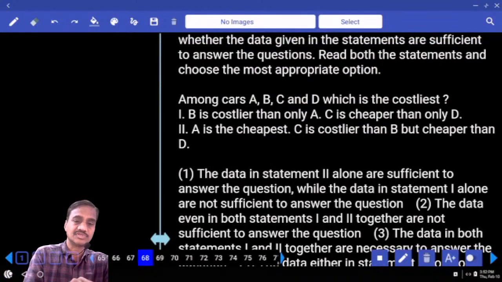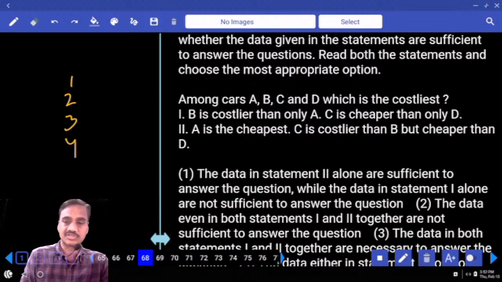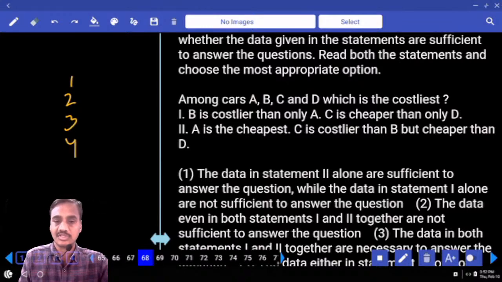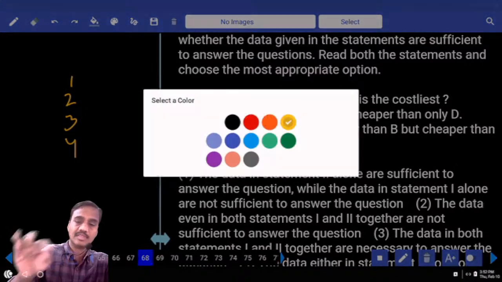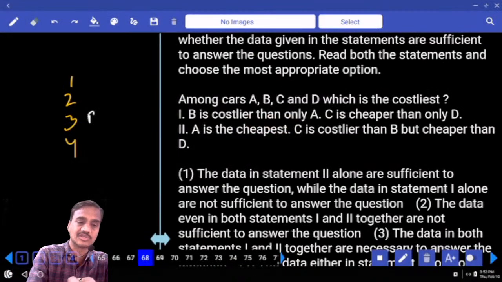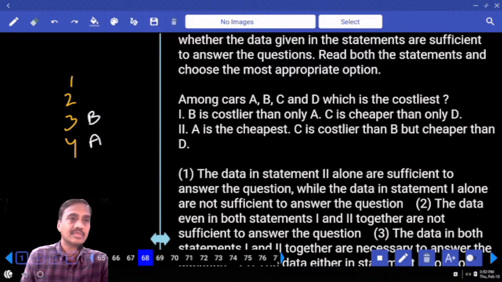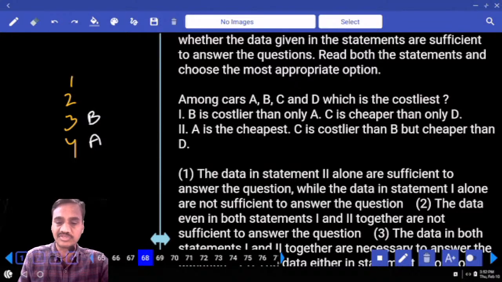Then 68. Now in this 68, there are 4 cars A, B, C, D. Now these 4 cars are being compared in cost. And B is costlier than only A. B is costlier than A only, and cheaper than all the remaining. Hence, B is at the third place, A is at the fourth.